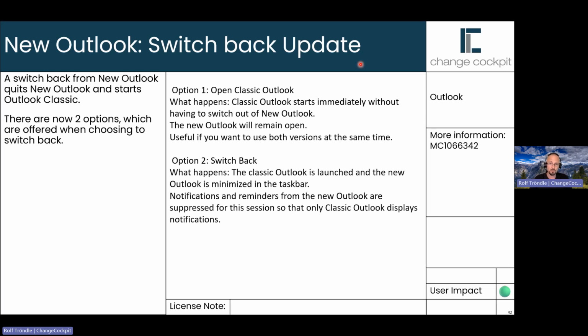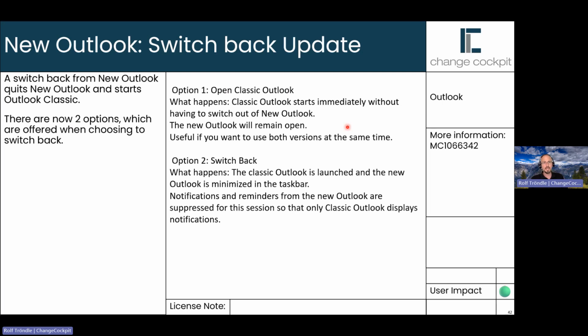Microsoft worked really hard to make it better during the last year. And if you still think, no, I'm not used to it, or I prefer the old one, you can run it, or Microsoft encourages you to run it in parallel. That's why you now have two options, which will be offered to you when you switch back to Outlook Classic. Option one just opens Classic Outlook, and Classic Outlook launches immediately, and the new Outlook stays open. This is useful if you want to use both versions simultaneously.